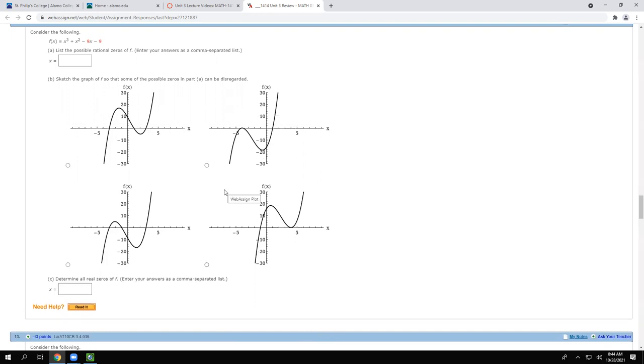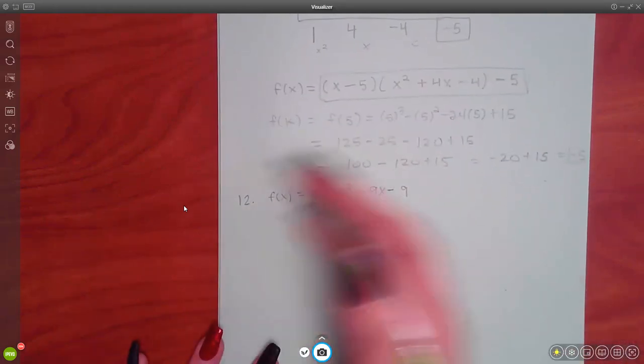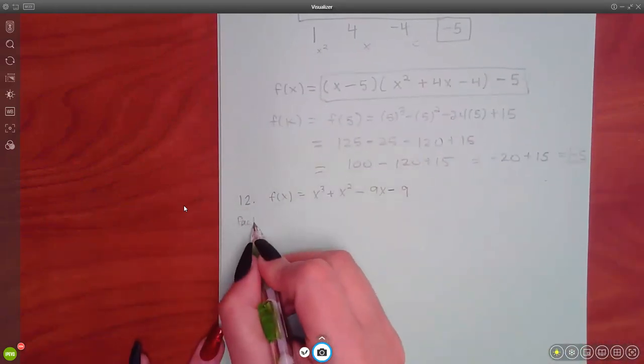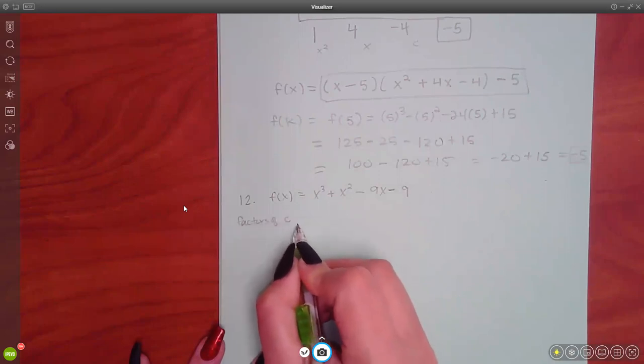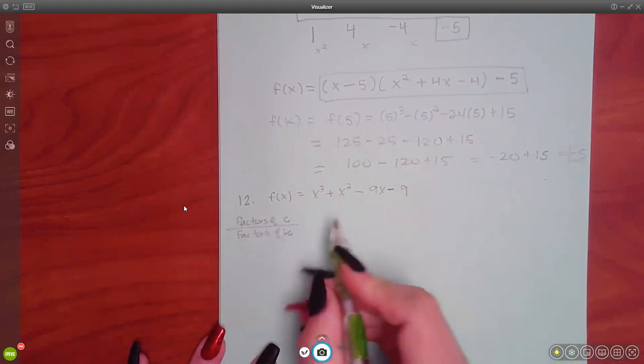Oops, that's a minus and a minus. I did not write a minus. Okay, so if I have to list all the possibles, we're supposed to take the factors of the constant over the factors of the leading coefficient.